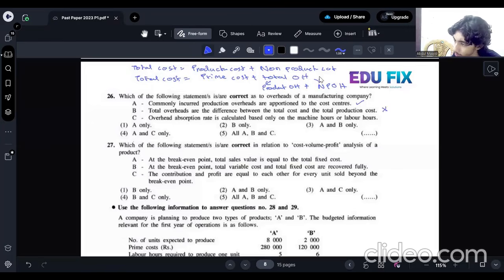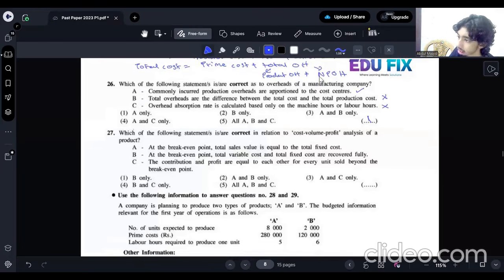C, overhead absorption rate is calculated based on only machine hours and labor hours. Wrong. Overhead absorption rate can be calculated based on machine hours, labor hours, direct material cost, direct labor cost, then as a percentage of prime cost, right? There are various methods to calculate the overhead absorption rate. These are not the only two methods. So the answer is the first one. Only the first one is correct.